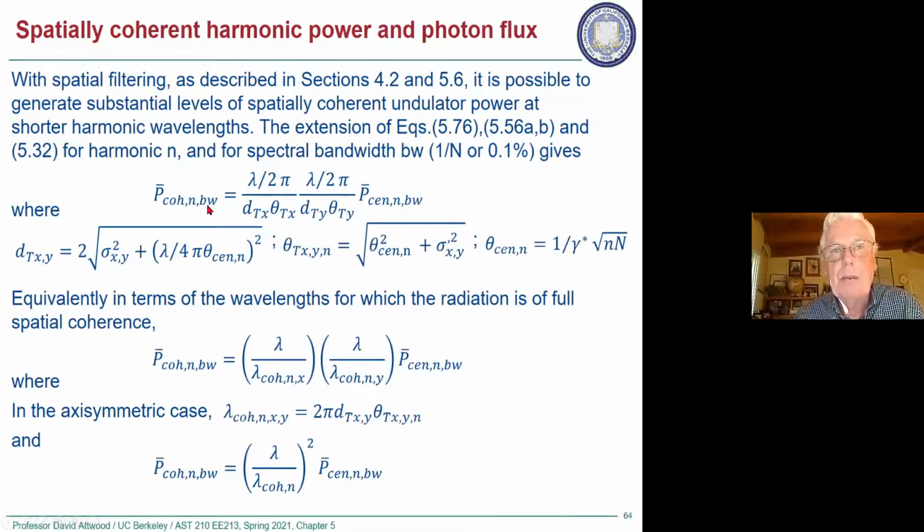And for spectral, we'll either say it's in a 1-over-N band or a 0.1% band or something else. The standard of the community is to do it in 0.1%, so we'll probably do that even for third and fifth harmonic. Okay, so this is what's going to come. We're going to take the existing formula and multiply it by these two factors.